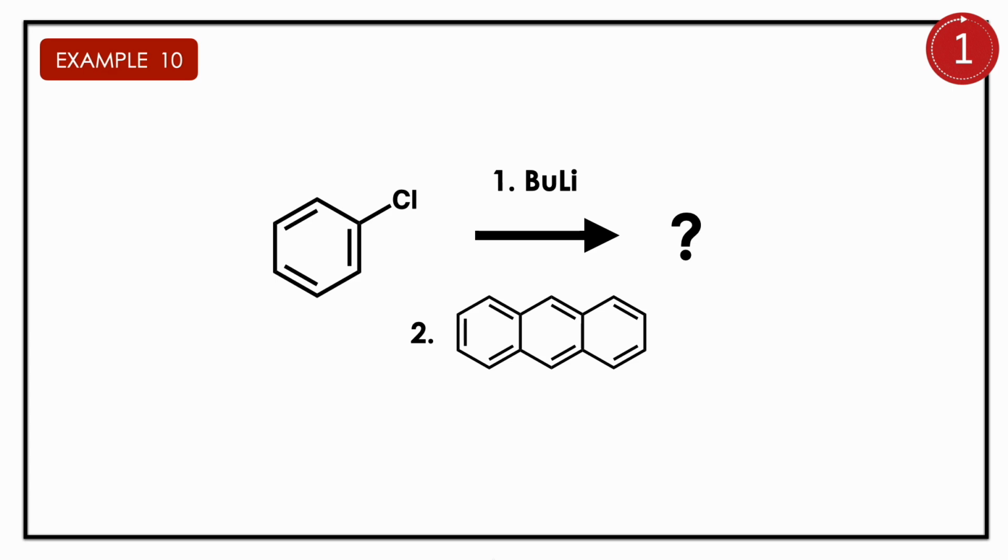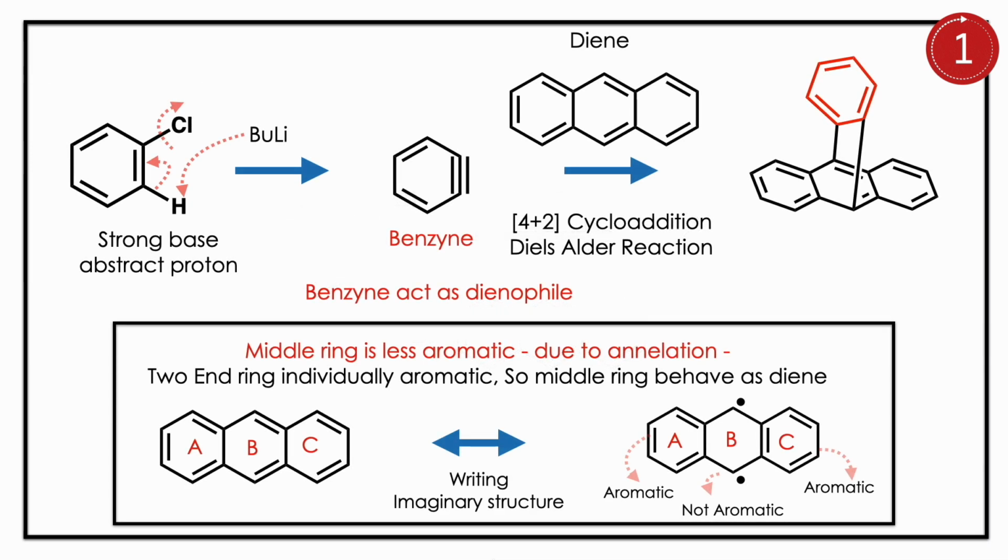Then the next example, you have chlorobenzene. You are reacting with butyl lithium and anthracene. You should find what will be the final product. Here you have chlorobenzene. Butyl lithium is a very strong base. It abstracts the proton. The proton forms a nucleophile. The charge has to be quenched. It is quenched by chlorine elimination to form benzyne.